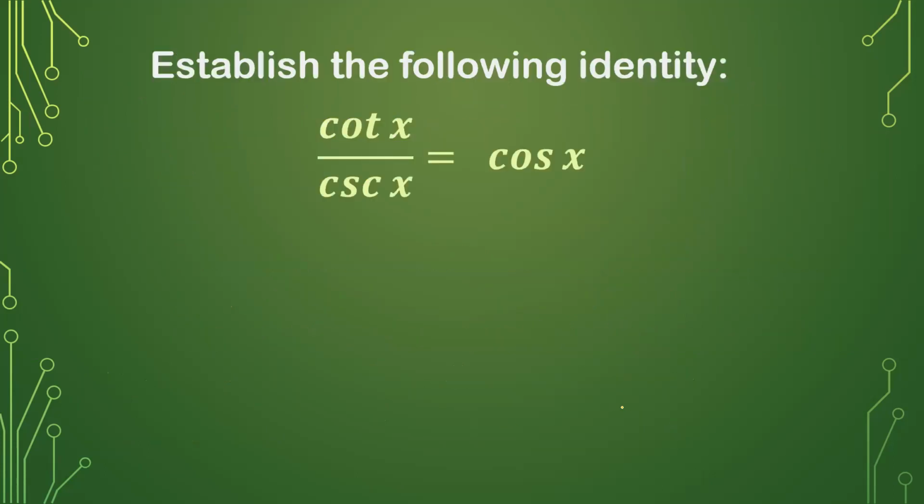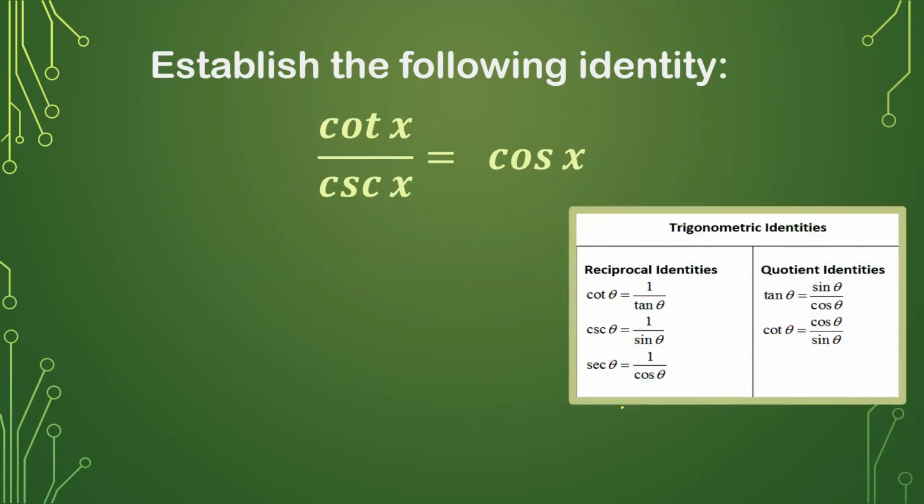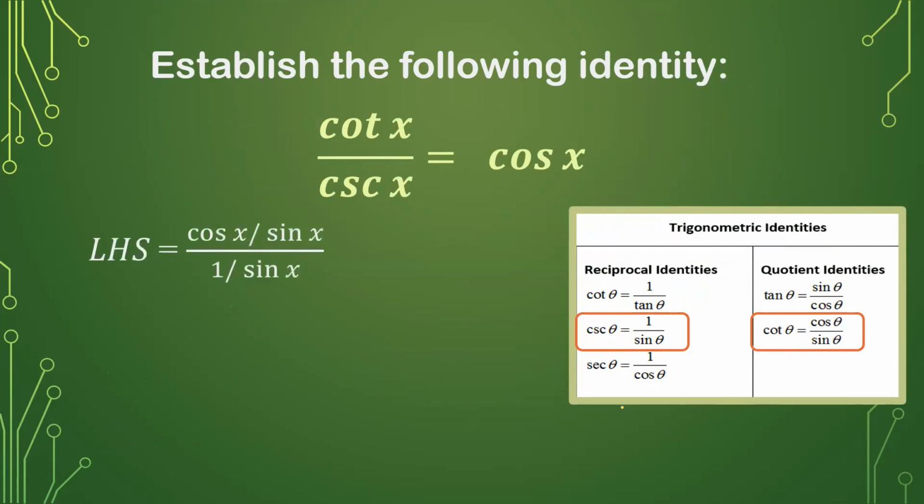Okay. So let's establish the following identity. Let's start with the easiest one. So cotangent over cosecant equal to cosine. Okay. So ito yung ating mga identities na alam. Ano? So ano kaya yung magagamit natin dito? Pwede natin gamitin to yung cotangent equal to cosine over sine, as well as yung cosecant equal to 1 over sine. So let's write it here. Yung left-hand side. So we're starting with the left side kasi that's the more complex. Okay? This is simple already.